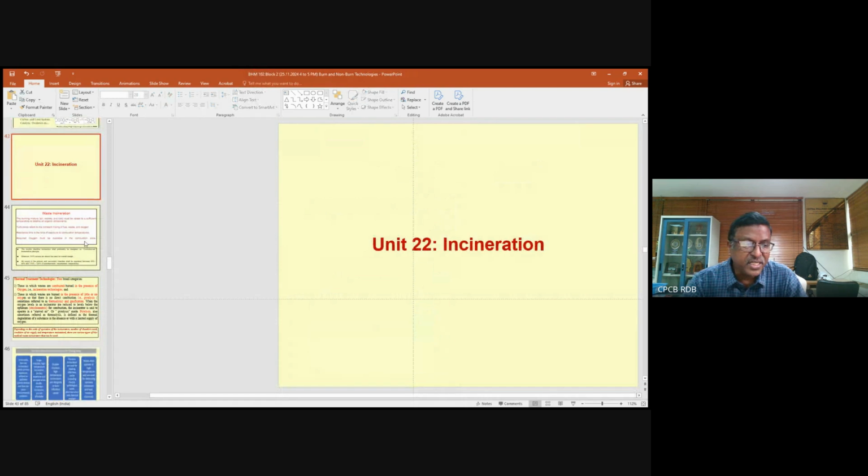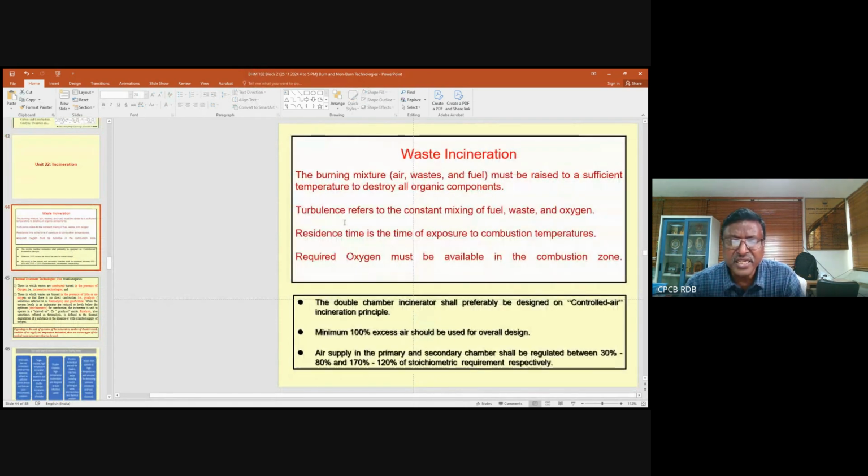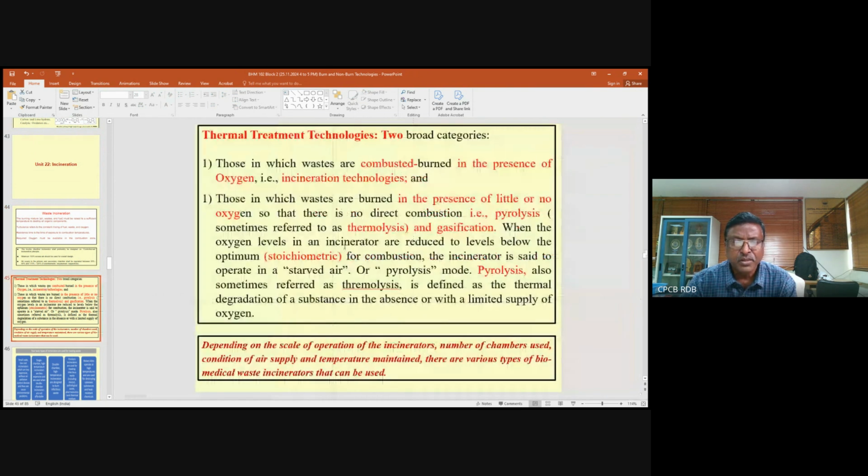Now, as far as incineration is concerned, I already covered it. Waste incineration is nothing but a burning mixture where we use air, waste, and fuel, which must be raised to a sufficient temperature to destroy all organic compounds. Turbulence, residence time, and required oxygen have to be maintained in the process of converting waste into harmless compounds under controlled conditions. Therefore, you have to maintain proper turbulence, proper residence time, adequate temperature, and adequate oxygen levels so that waste can be converted into harmless compounds.